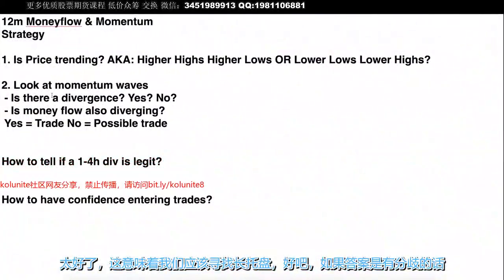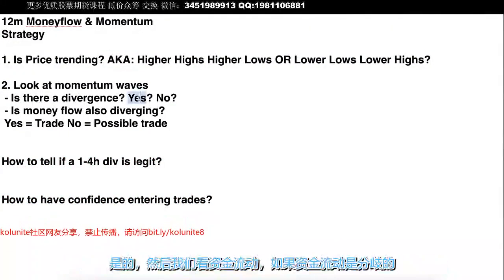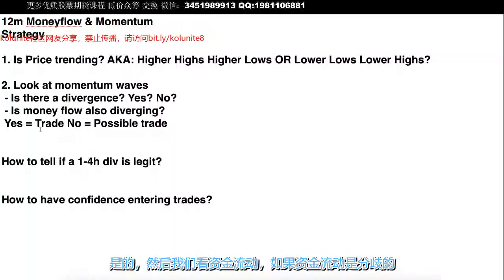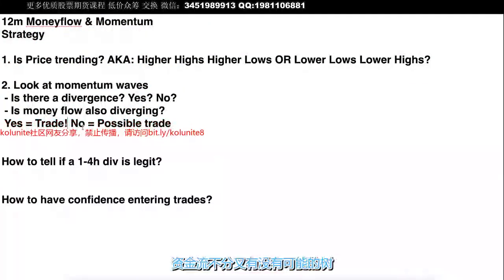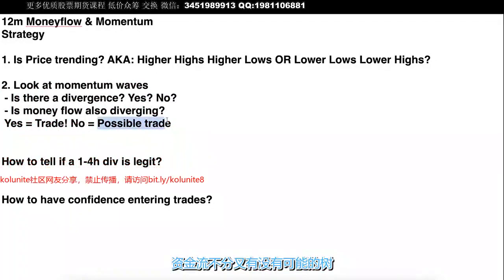Okay, if the answer to "is there a divergence?" is yes, then we look at money flow. If money flow is diverging, then there is a trade, okay? If money flow is not diverging, there's a possible trade. We're going to get more into that later.